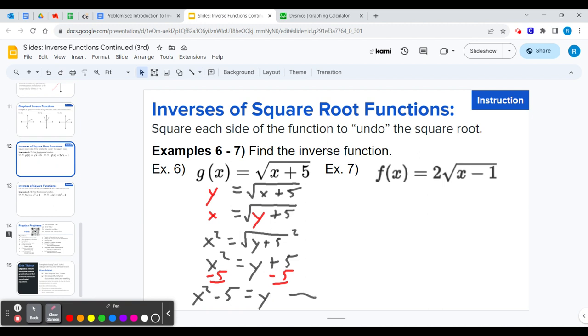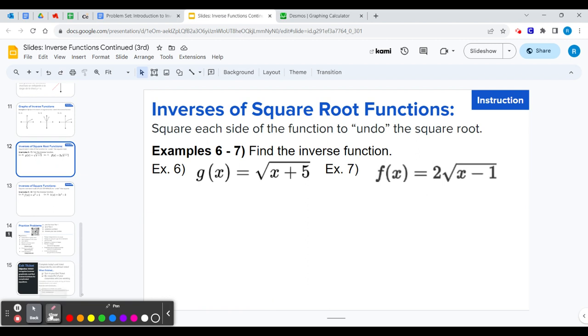And I'm just going to write this to the right here because I'm running out of space. I'll clear my screen in a second. That means our inverse function, the inverse of g, is equal to x squared minus 5. So not too much more complicated. Just got to remember that we undo that square root by squaring both sides of the equation.